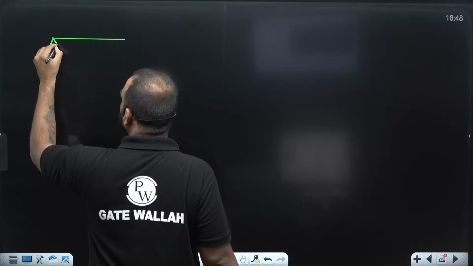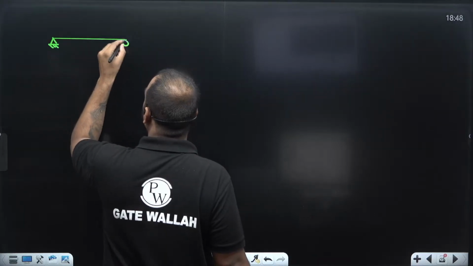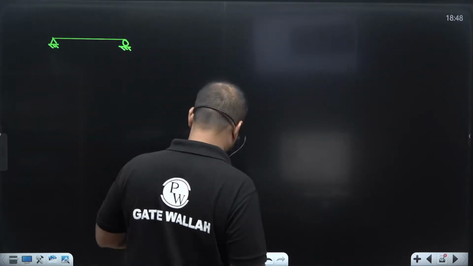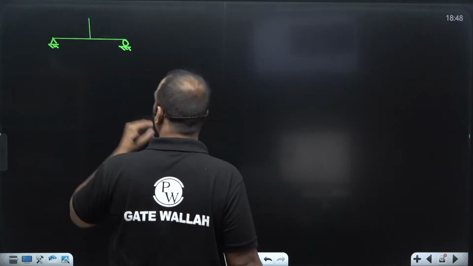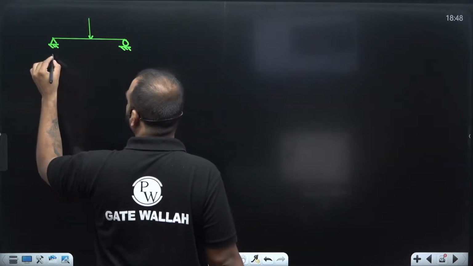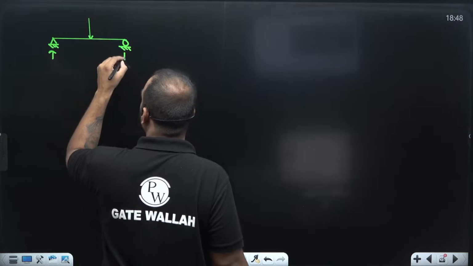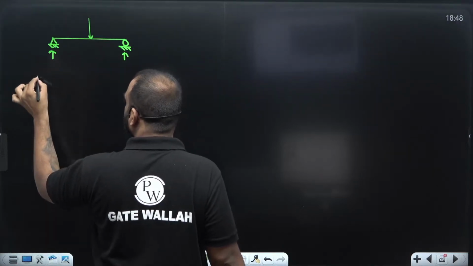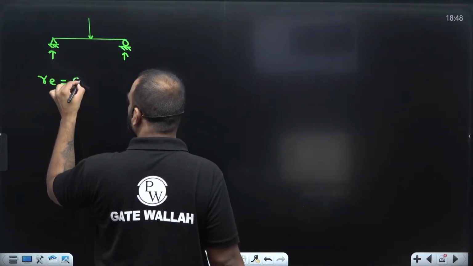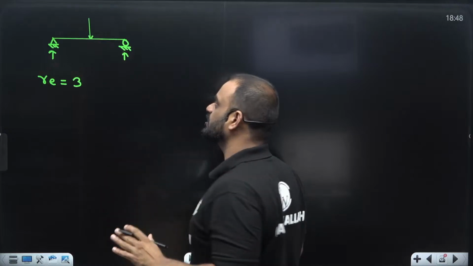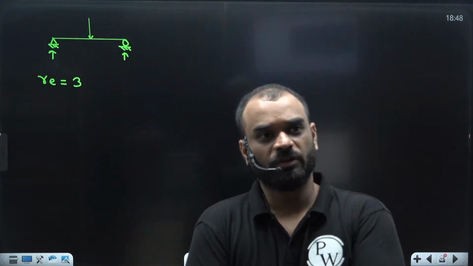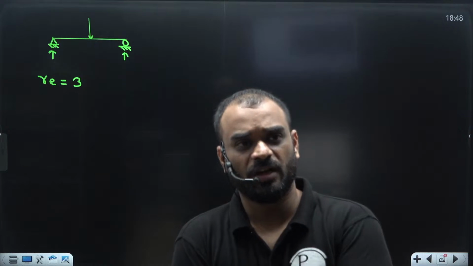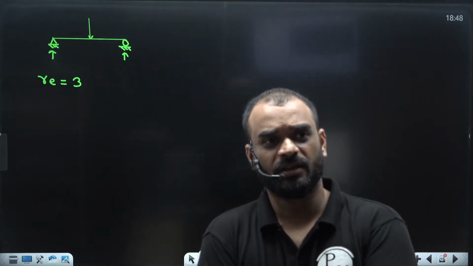Let us suppose this is a simply supported beam in which you are applying a vertical loading like this, and only vertical reaction is developed in this case. So tell me, guys, the value of RE is how much? 3. And this particular structure is what? 2D structure. Why is it a 2D structure? What should we do if both supports are hinged and one is inclined?